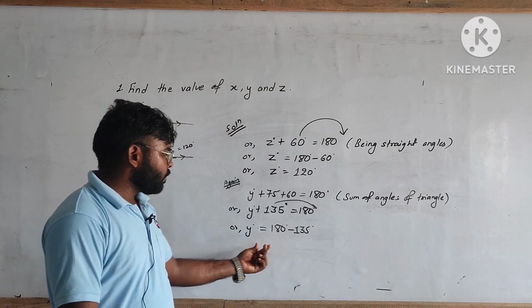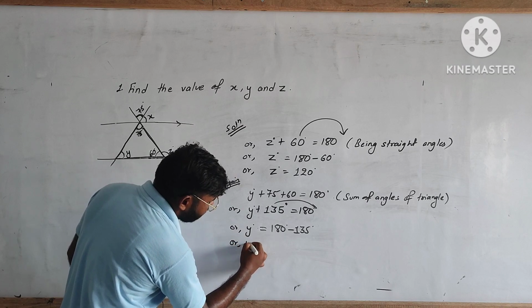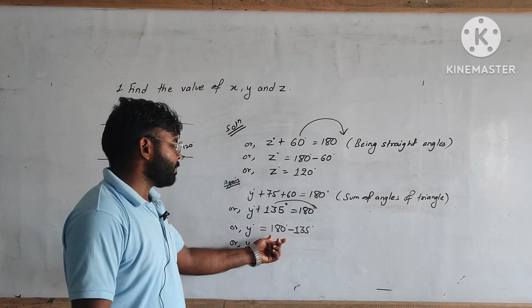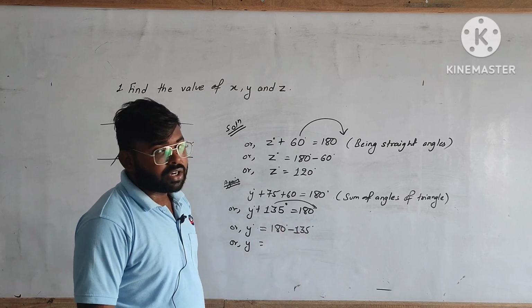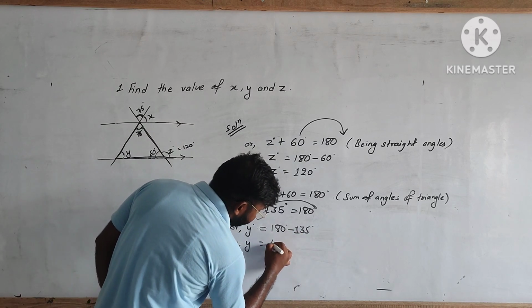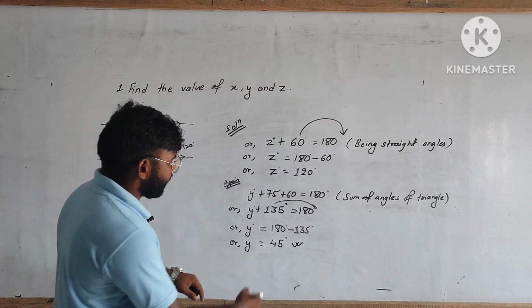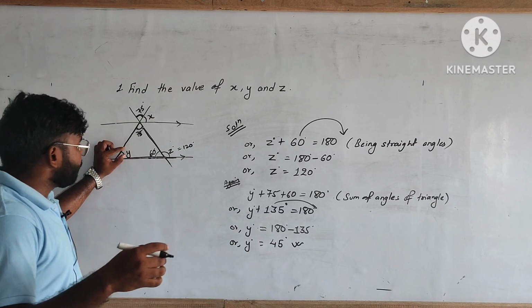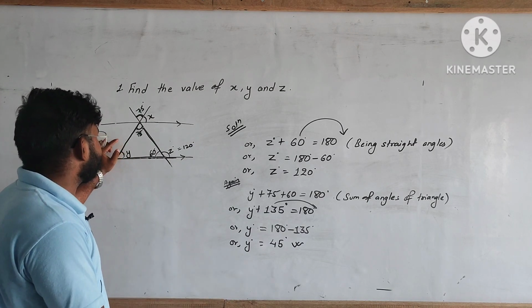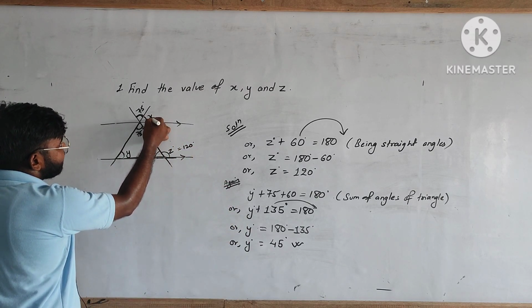Now we can subtract it, and when we subtract, what will we get? y is equal to 180 minus 135, which is 45 degrees. It means that the value of y is 45 degrees. Now which one is remaining? You can see there is x.